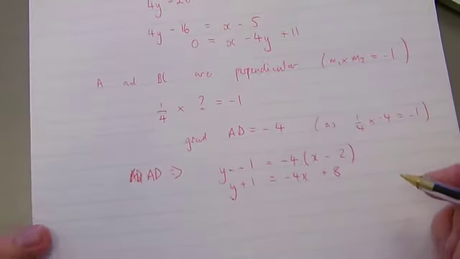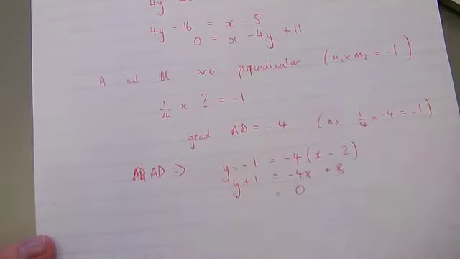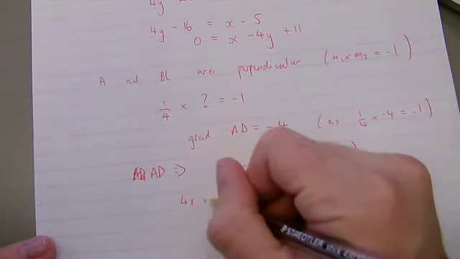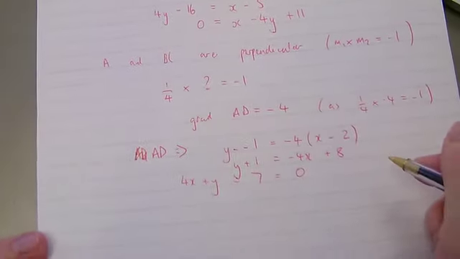Chuck everything onto one side, try and keep the x coordinate positive, so this time I'm going to pull everything onto this side. I'm going to get 4x plus y, and then I'm going to have minus 7 equals 0.